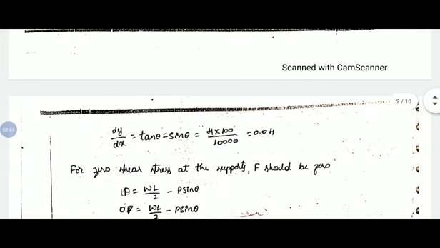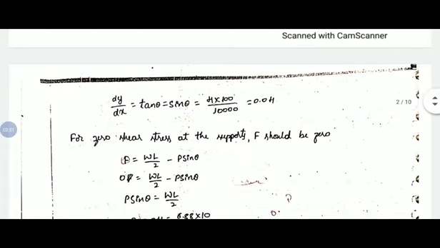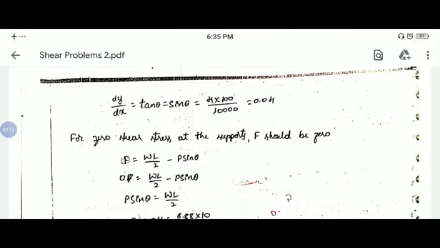So for zero shear stress at supports, F should be 0. If we want to make tau equal to 0, the F value we are going to calculate should be 0. That is the condition given. To meet that condition, the support reaction and the pre-stressing force component at the support should be the same. So WL by 2 minus P sin theta, that is the equation we have. F equals 0, so it becomes WL by 2 equal to P sin theta.